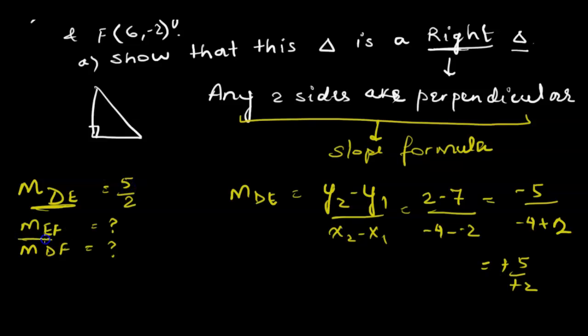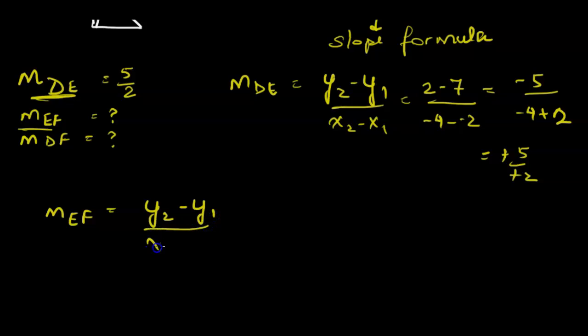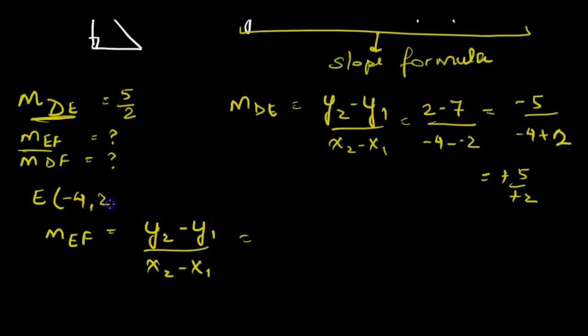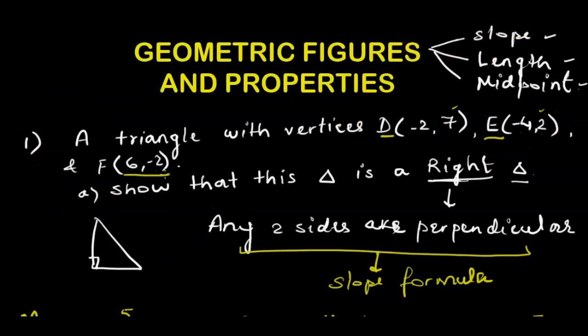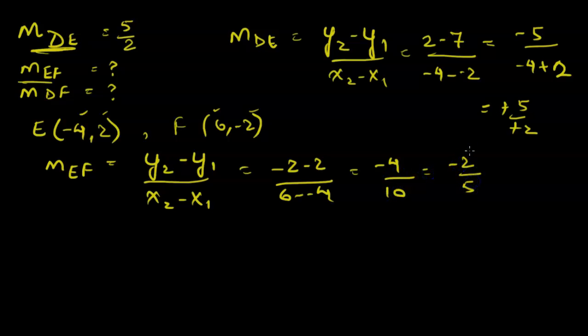Similarly, we can find the slope of EF. For EF, we take E as x1, y1 and F as x2, y2. It's y2 minus y1 over x2 minus x1. The point E is known to us as (-4, 2) and the point F is given as (6, -2). We do y2 minus y1, so it's negative 2 minus 2 over x2 minus x1, that is 6 minus negative 4, which gives us negative 4 divided by 10, which is equal to negative 2 over 5. So the slope of EF is negative 2 over 5.